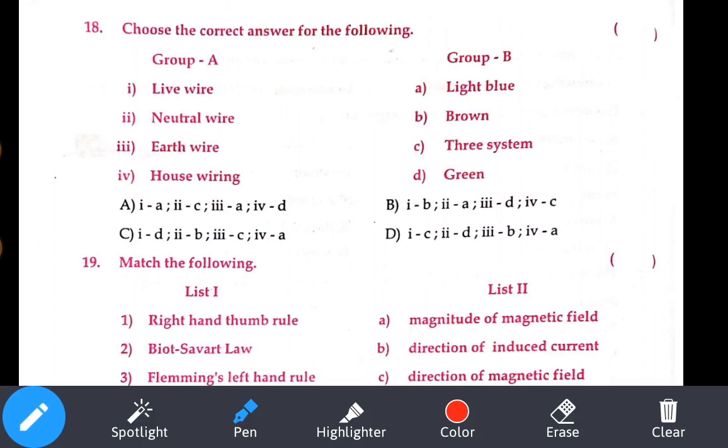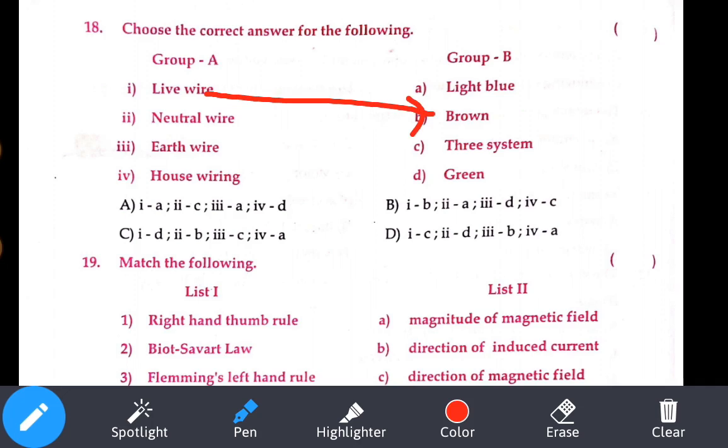Now you told me this one. One will say live wire. They have asked about colors. What is the color of the live wire? Live wire means, as we said just now, when current is passing through that wire, it is called a live wire or hot wire. Is it blue? Is it brown? Is it green? The live wire color will always be brown.